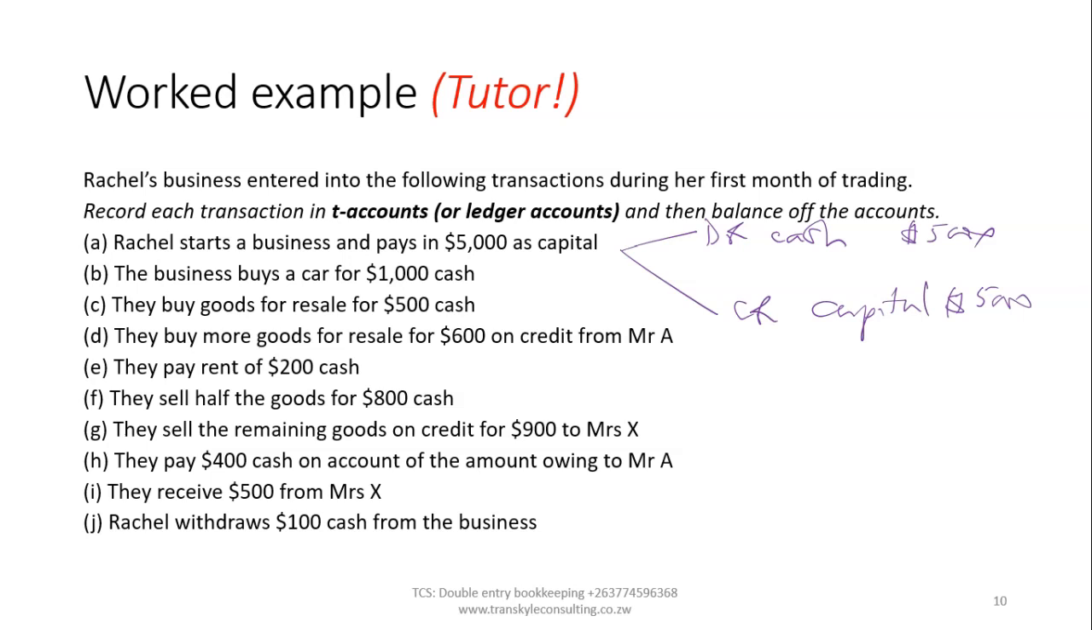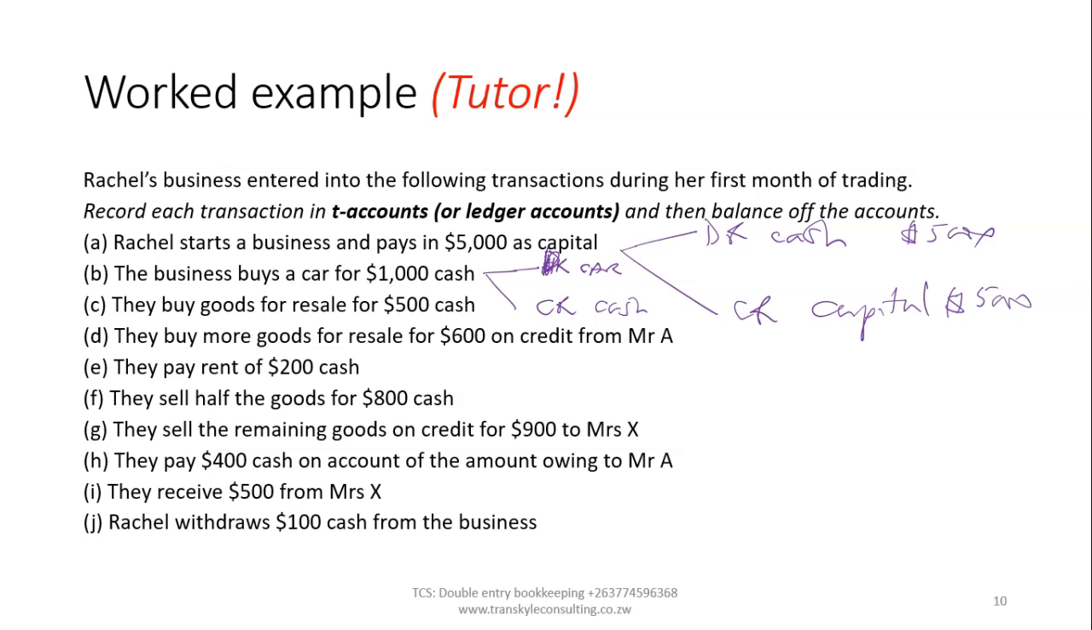What about a business that buys a car for cash? If we have bought a car for cash, obviously we are going to debit car and credit cash. Why are we crediting cash when cash is an asset? Even if cash is an asset, we want to reduce it, so to reduce the asset cash, we credit the cash. I'm sure you get the sense now. I'm sure we are now moving together.